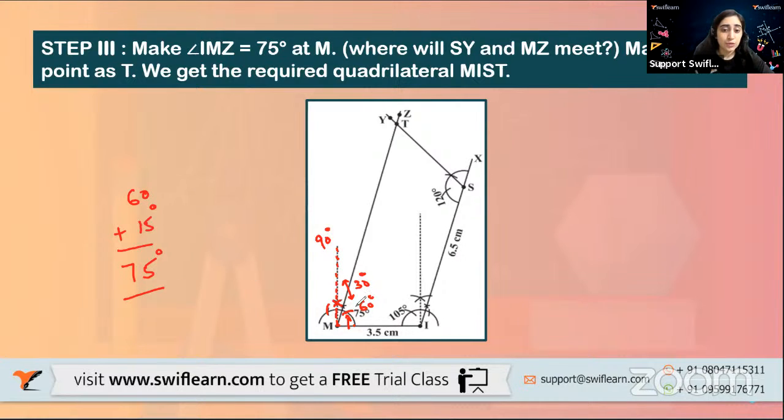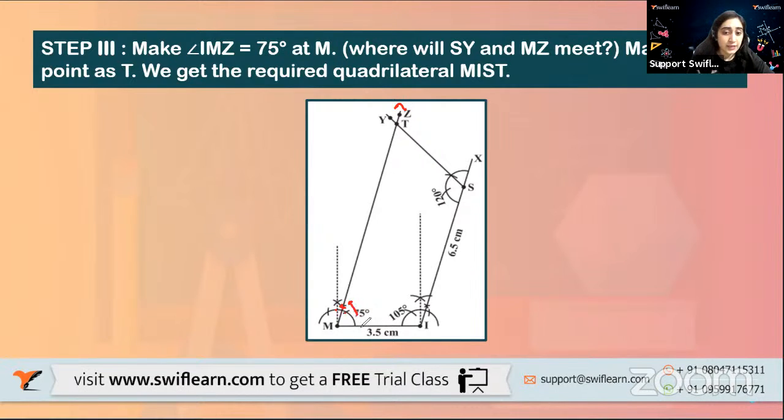All right. So what will I do after drawing this 90 degree? Then I will do the angle bisector. From 90 and 60, I'll draw two arcs and I'll find the intersecting point. From that intersecting point, I'll make a ray MY. I'll make a ray. Okay.